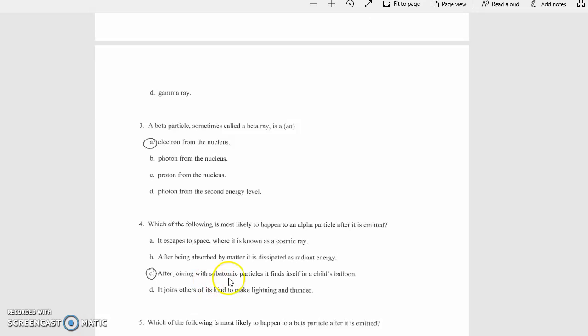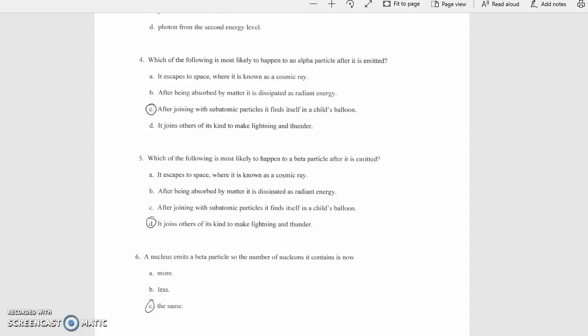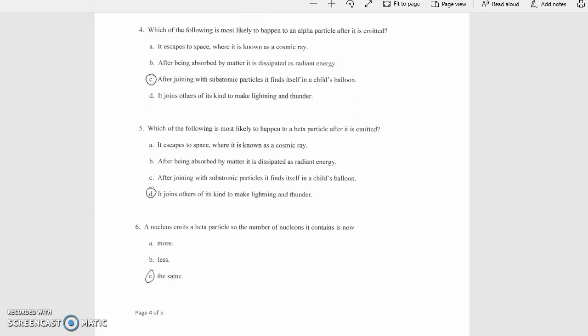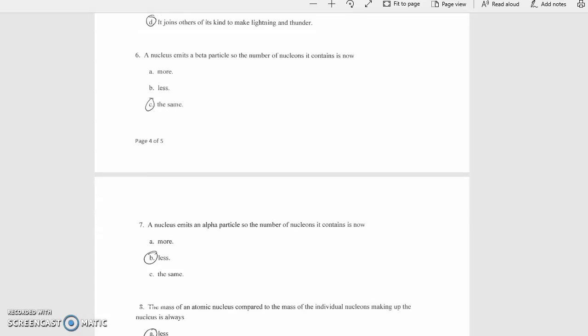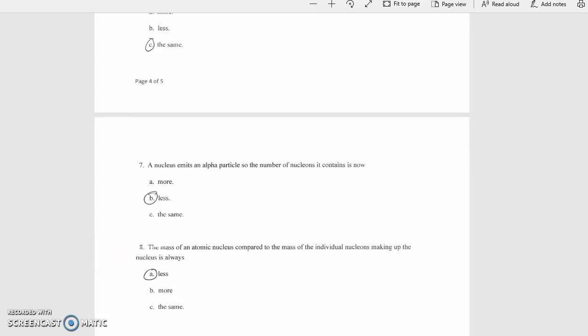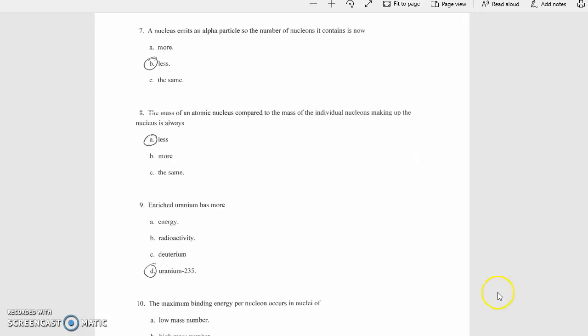This right here, after joining with subatomic particles, it finds itself in a child's balloon. That's helium. Remember, this is the helium. 2 protons, 4 species altogether, though. So this right here is going to be what's found in your child's balloon. The beta particle, this is electrical discharge, lightning and thunder, right? That's an electron. The nucleons now contain the same, because a beta particle doesn't change the weight by very much. The nucleus after alpha particles is now less, and then continuing on, compared to A is always less.